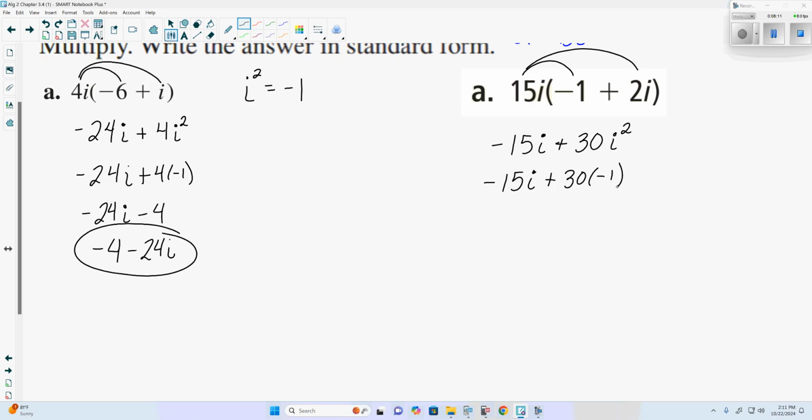Well, what is 30 times negative 1? Negative 30. Now we know it's going to go in front because it doesn't have an i, so we can just switch it. We could do those two steps at once, telling us that our answer is negative 30 minus 15i.